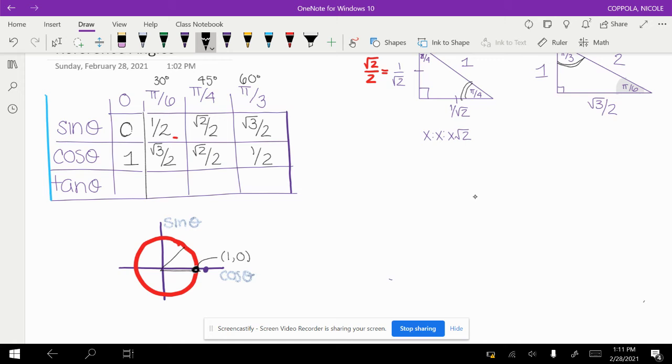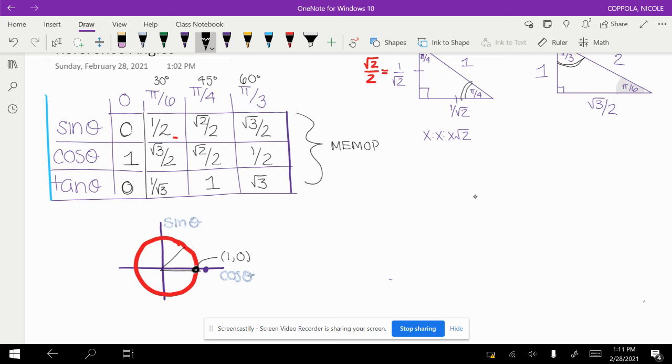Now, to get tangent, we know tangent is sine over cosine. So all I'm doing is dividing these. 0 divided by 1 is 0. 1/2 divided by rad 3 over 2 is 1 over rad 3. If you wanted to rationalize that, you could write it as rad 3 over 3. It doesn't matter. For this next one, sine divided by cosine, I'm going to get 1, and then rad 3 over 2 divided by 1/2 is just rad 3. So again, these are things that you're going to want to commit to memory.